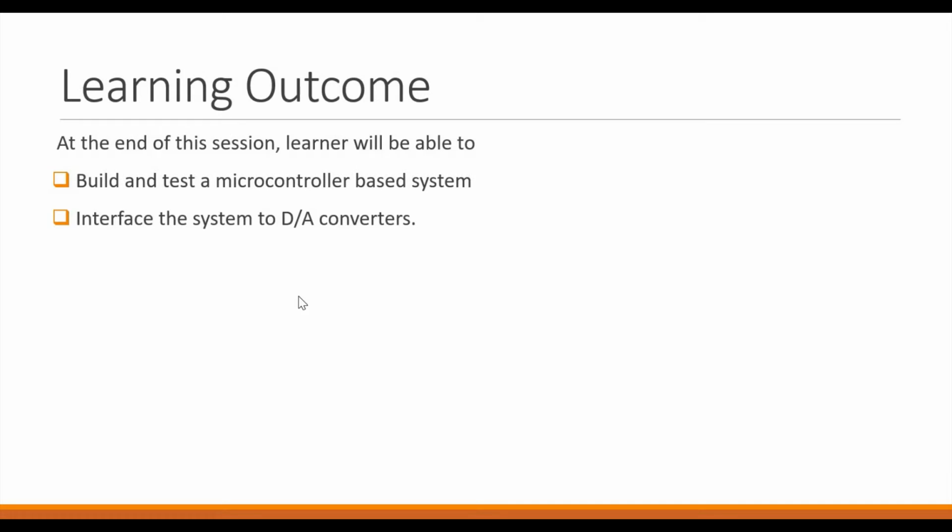So the learning outcome at the end of this session: we'll learn how to build and test a microcontroller based system, but this time for the DA converters. At the end of the session, we'll design a system and interface it with the DA converters. So we'll have that interfacing connection also, and we'll learn the programming also. Okay, so we'll see it in the next slide.